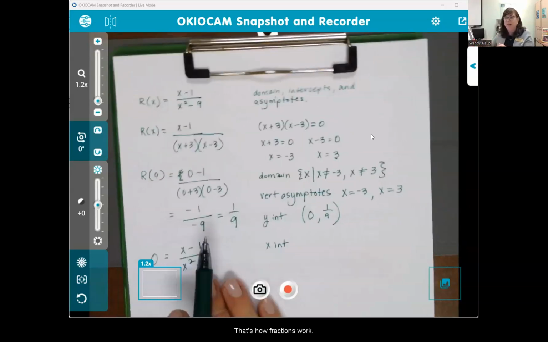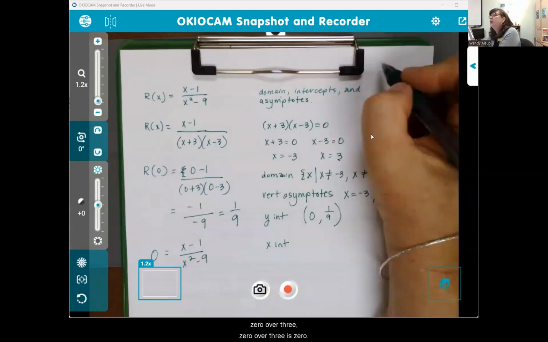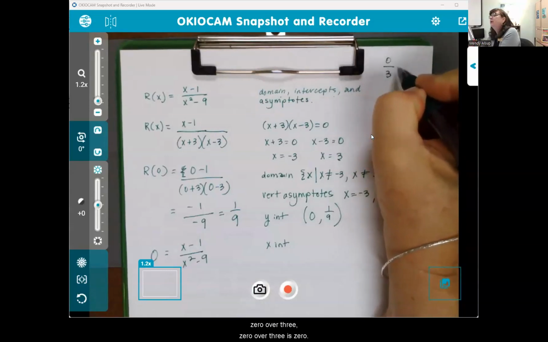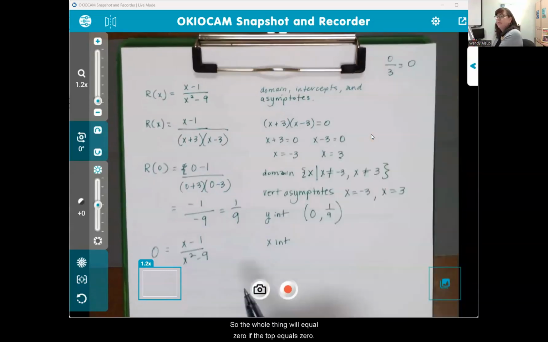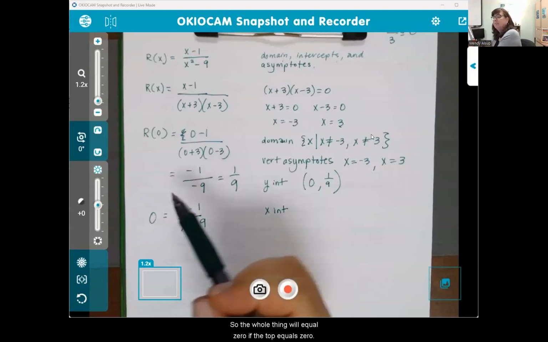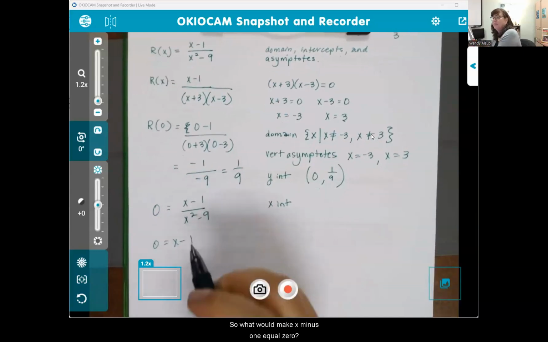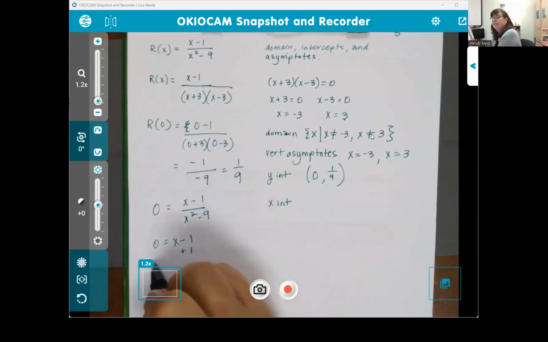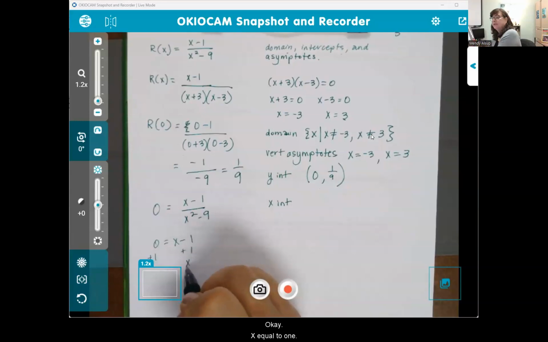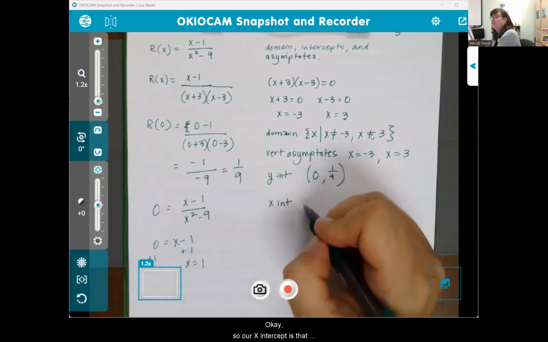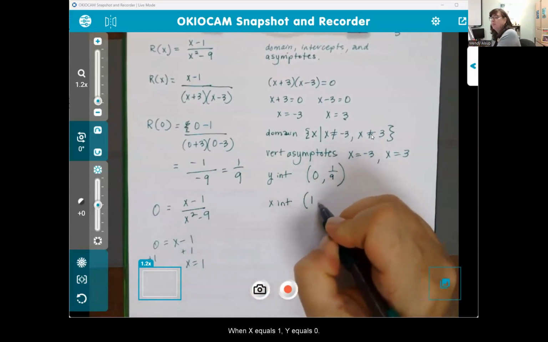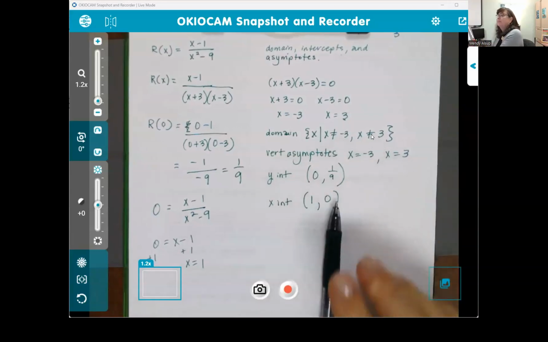That's how fractions work. If you have 0 over 3, 0 over 3 is 0. So the whole thing will equal 0 if the top equals 0. So what would make x minus 1 equal 0? Add 1 to both sides. Okay, x equals 1. So our x-intercept is that when x equals 1, y equals 0.